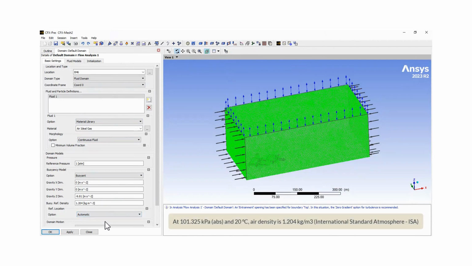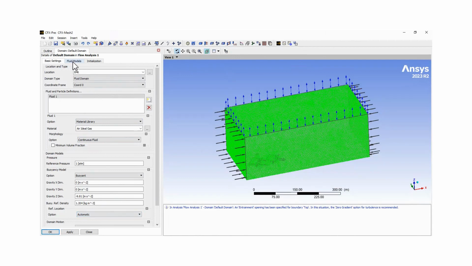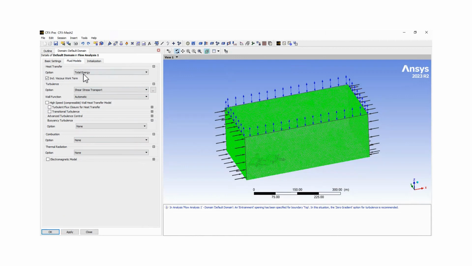Then we need to define the reference density. Here, the heat transfer is resolved using the total energy equation with all its terms. And the turbulence model is the k-omega SST.